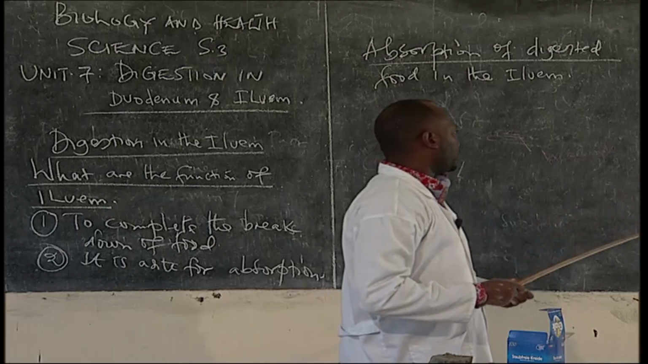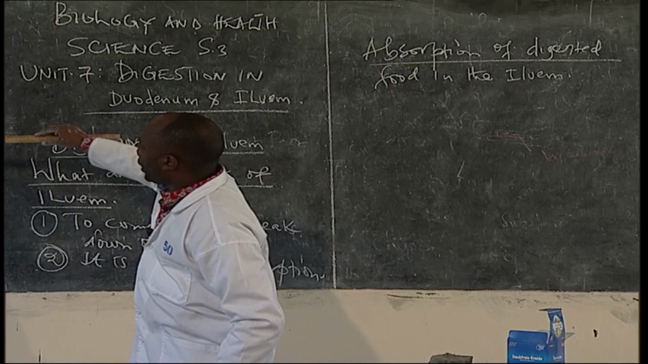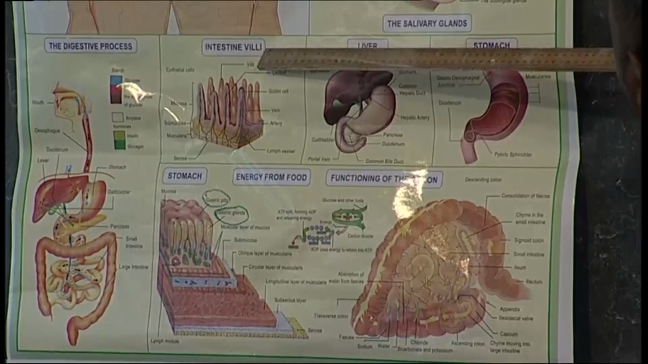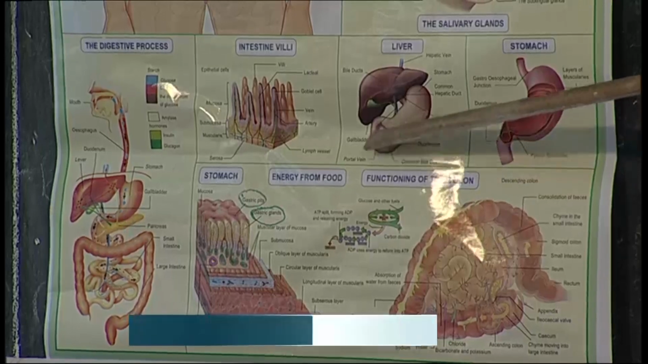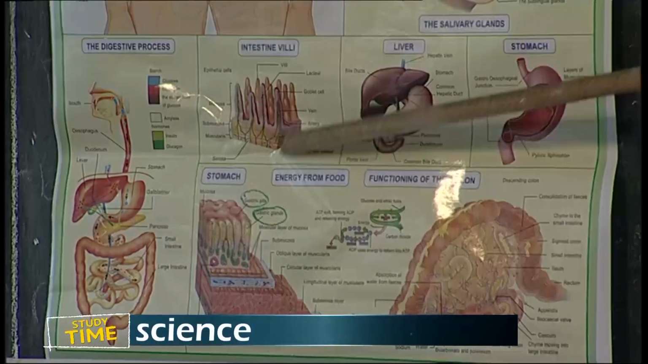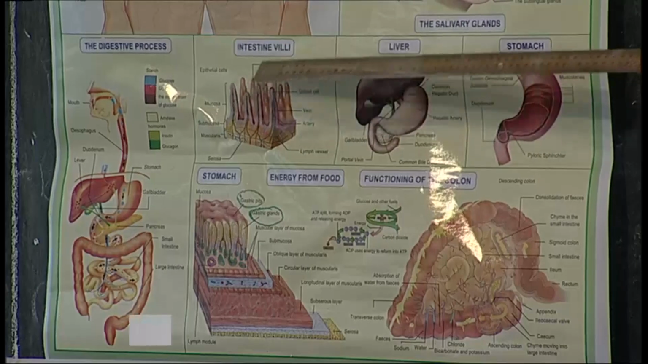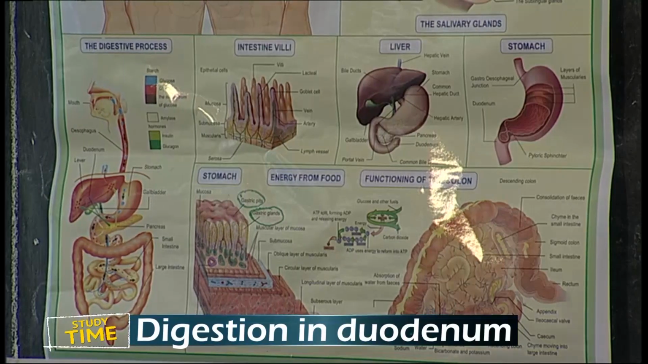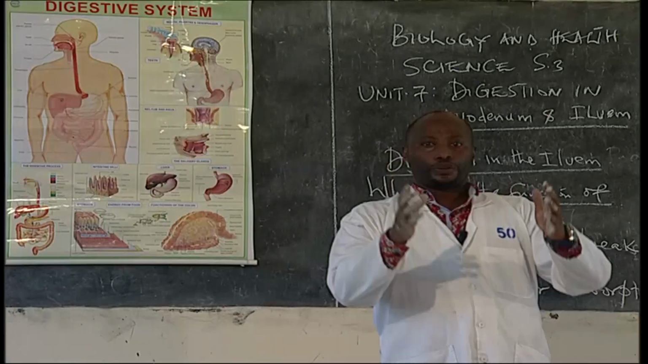There are a number of adaptations. Before we talk about them, try to check the diagram. This is the intestinal villi. In the duodenum there are also some villi, and in the ileum there are villi. They are called finger-like projections. These finger-like projections are very important to facilitate absorption of food. The villi are found in the ileum.